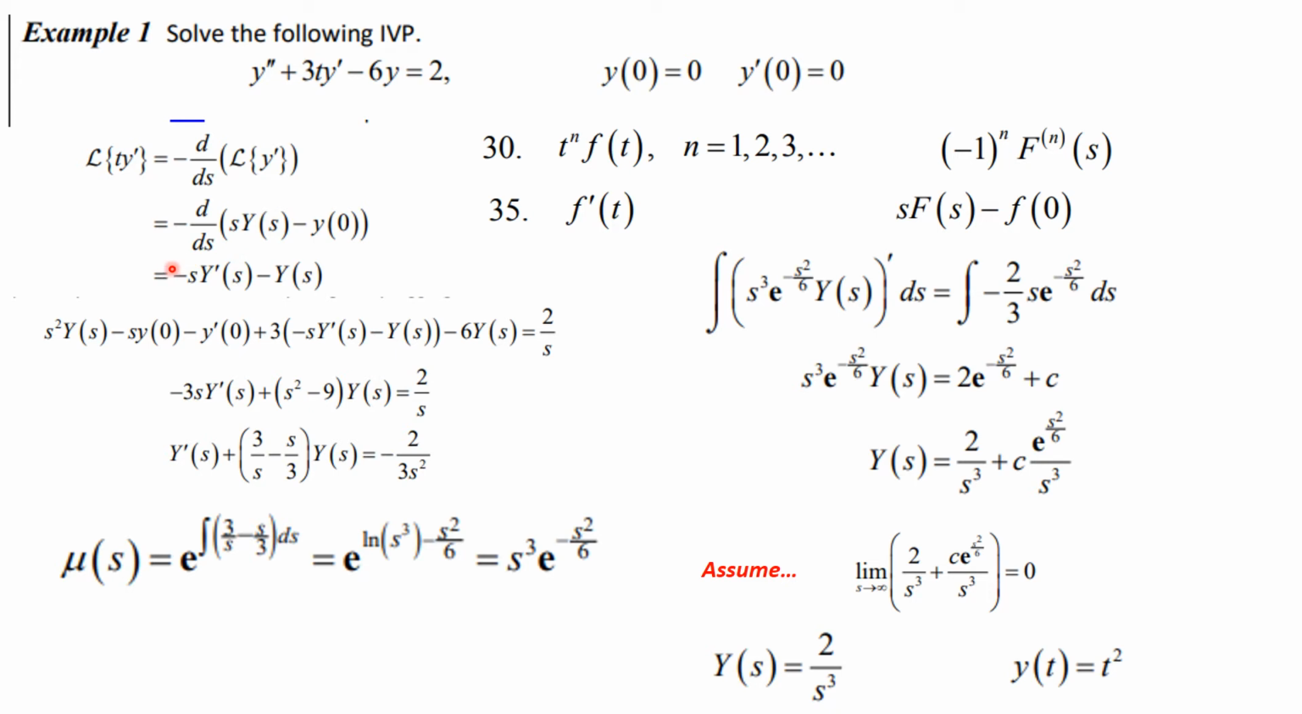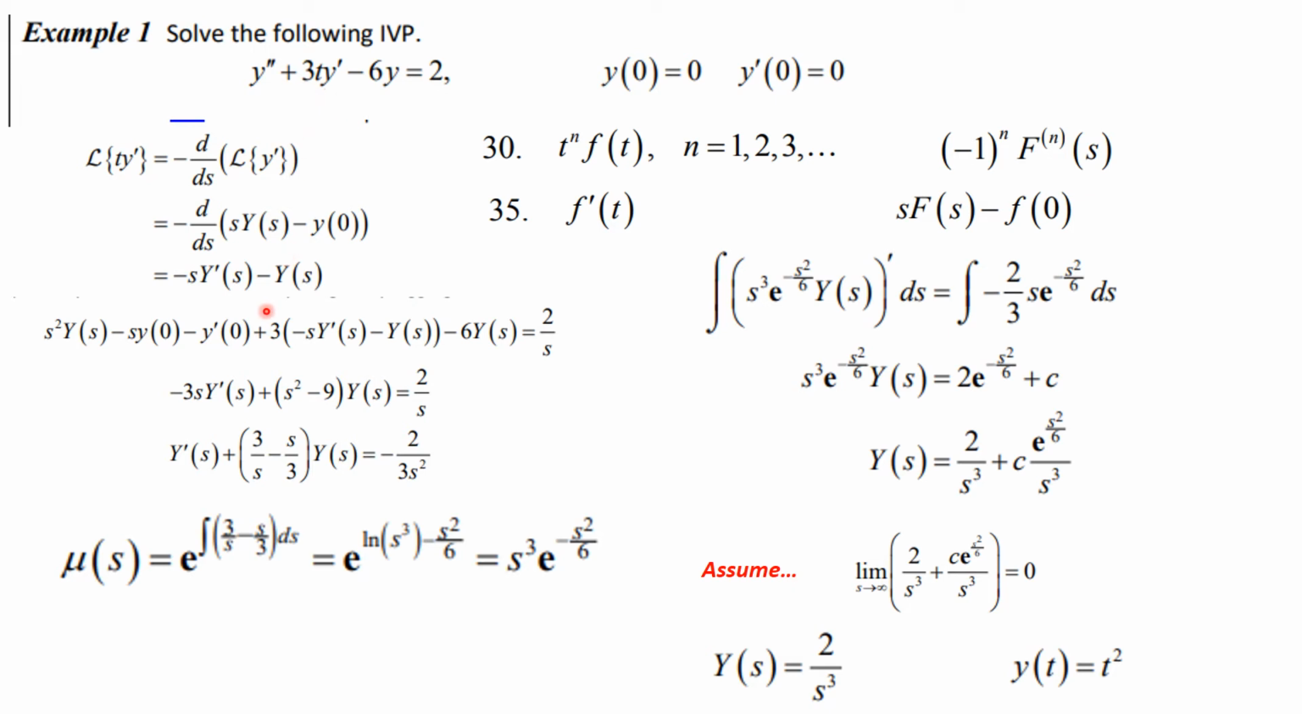Now this is the derivative with respect to s. This is the product rule, so it's going to be the first times the derivative of the second, minus the derivative of the first, which is 1, times the second. So this is what the Laplace transform of this term is.